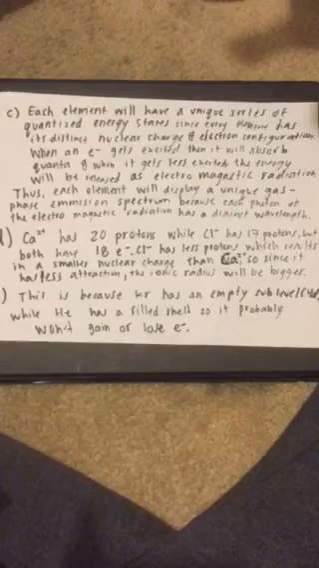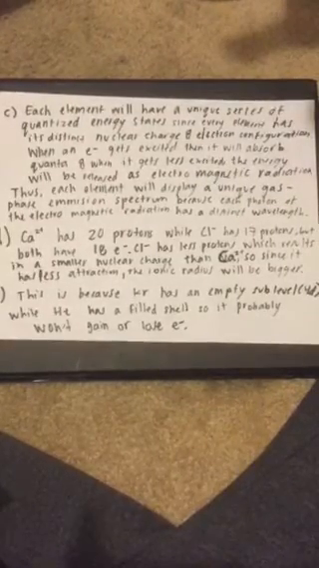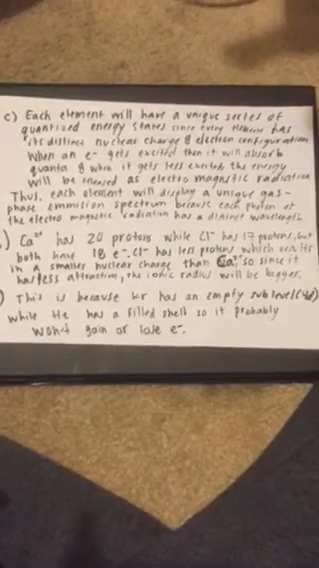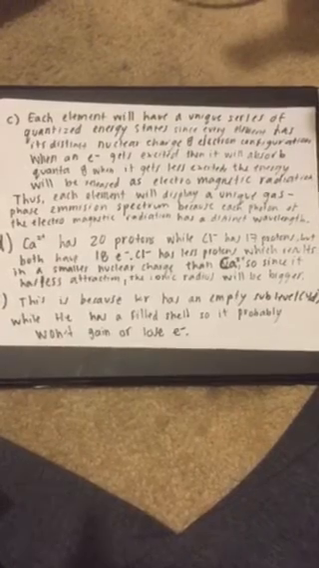When an electron gets excited, it will absorb quanta, and when it becomes less excited, the energy will be released as electromagnetic radiation. Thus, each element will display a unique gas phase emission spectrum, because each photon of the electromagnetic radiation has a distinct wavelength, and the wavelength is what causes the emission spectrum.